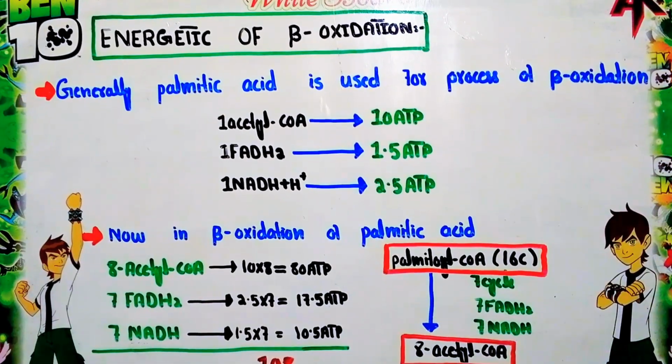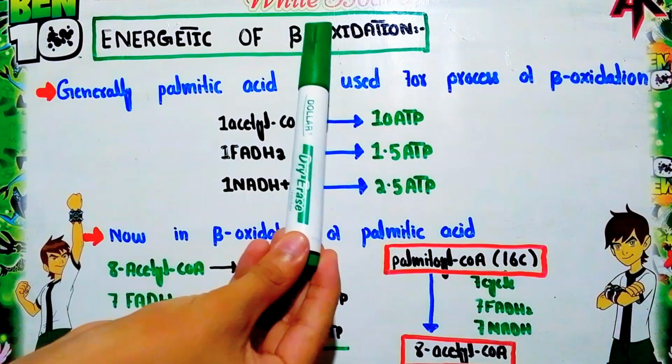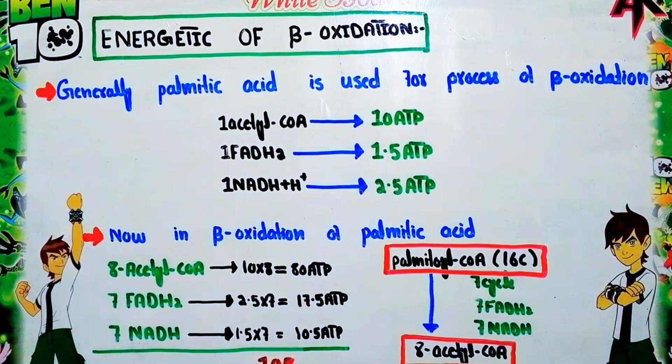So what is the energetics of beta oxidation? It means how many ATP are produced from the beta oxidation of fatty acids. Now if we look at the overall beta oxidation process, three important products are produced in the beta oxidation of fatty acid.